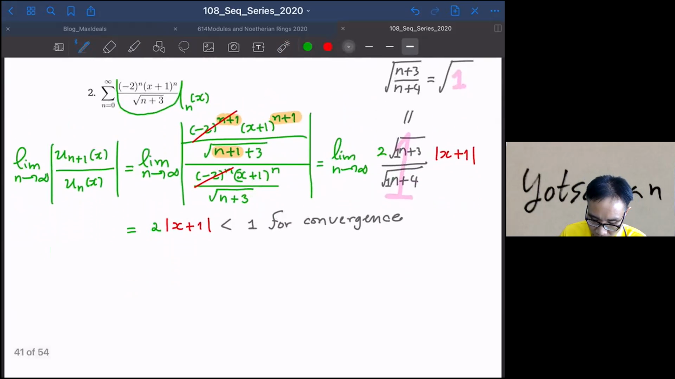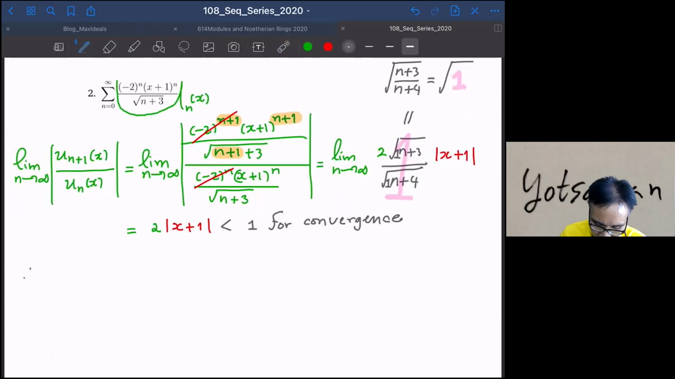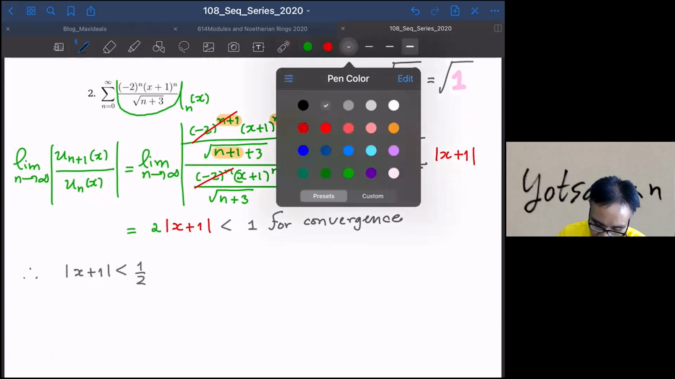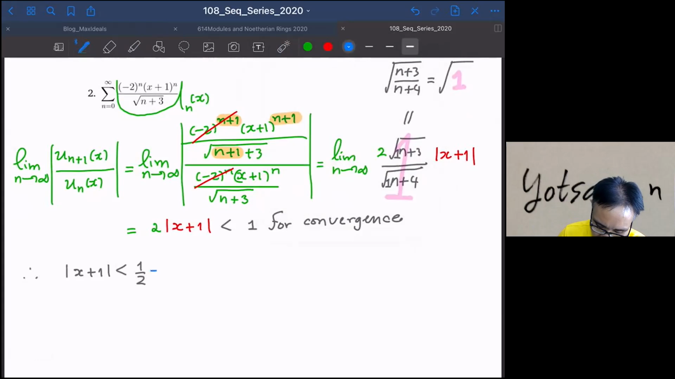So in this case, the absolute value, sorry, I'm not saying less than or equal to, it must be less than 1. And you have the absolute value of x plus 1 less than 1/2. This one will give you the radius of convergence R.